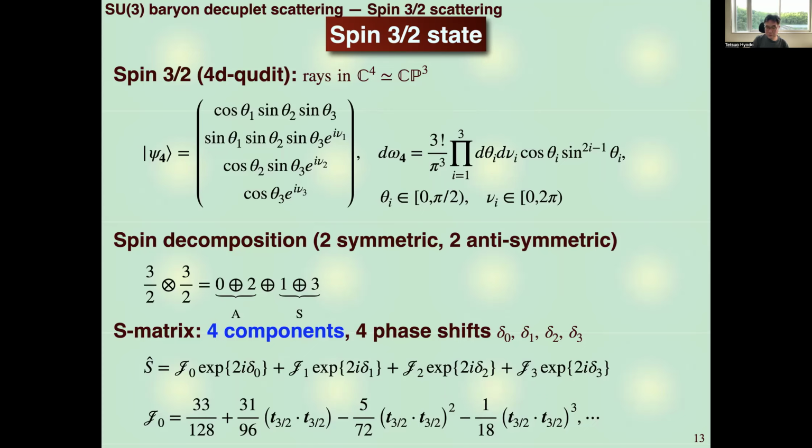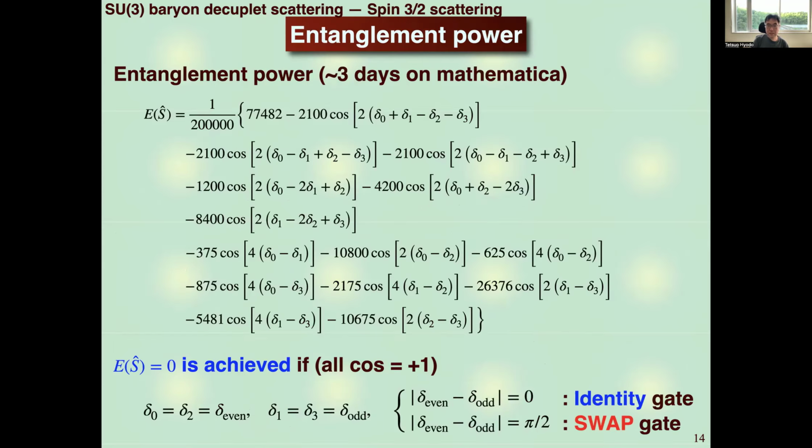Therefore, for the product system of the spin A and spin B, we have a 16 times 16 matrix, which is much larger than the 4 by 4 in the spin 1/2 case. Anyway, you can put all these combinations into Mathematica and wait for, let's say, 3 days. Then the result is obtained like this.